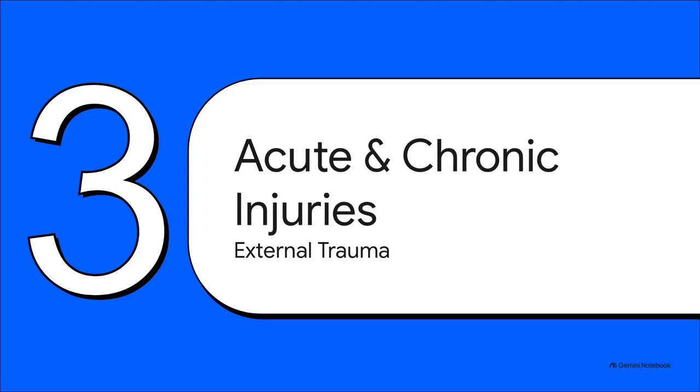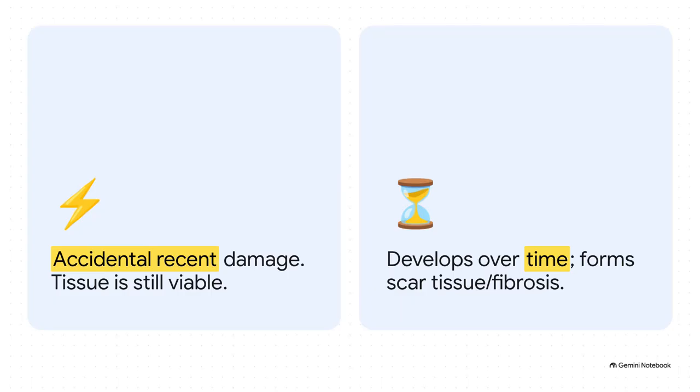Next up is Section 3, Acute and Chronic Injuries. As a coder, you have to be highly aware of the difference between an acute and a chronic injury. The pathways are totally different. An acute injury is accidental, recent damage where the affected tissue is still viable, meaning it can survive. But a chronic injury? That develops over time from continued use, aging, or a wound that just never fully healed.